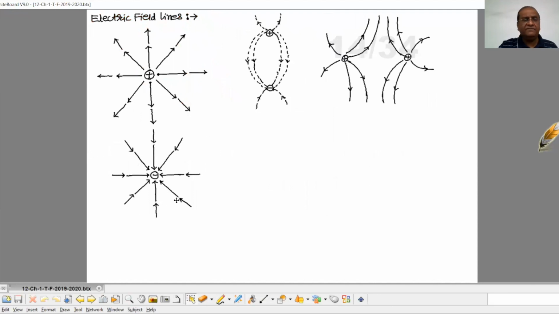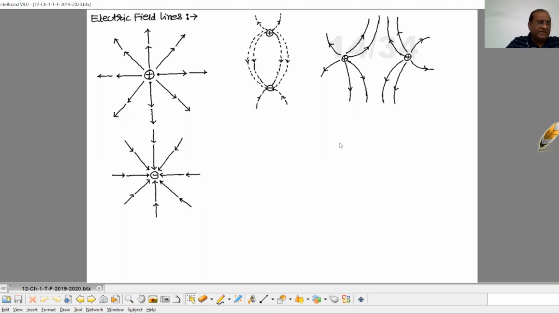Electric field lines. Okay, next topic, electric field lines. Now see, electric field is a vector quantity. So we can represent electric field with the help of vectors, as we draw the vectors, and we can say electric field lines are nothing but the pictorial representation of electric field.